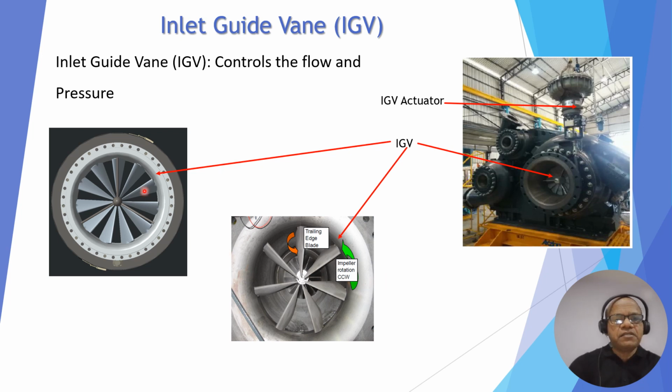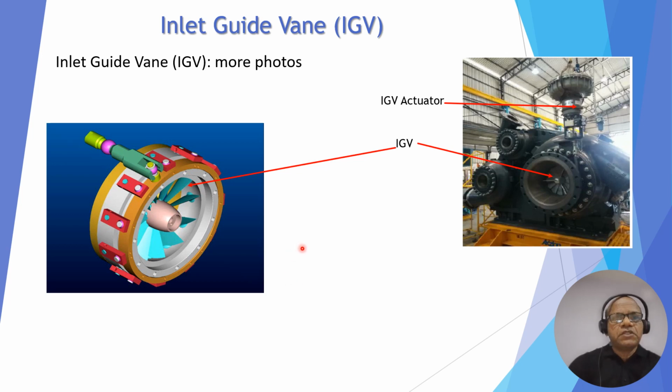The blades, these are blades, and this is the IGV, more photos of the IGV. You see this is a movable type of IGV, where you can see how it controls the flow and pressure. If the IGV is minimum open, then there will be less flow and less pressure rise. If you want more flow and more pressure, then you have to open the IGV more.